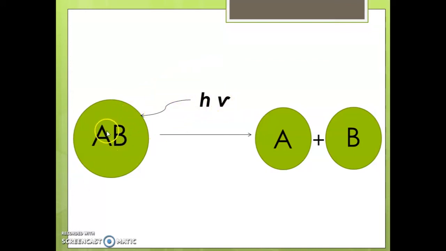Suppose if 10 molecules are there, 10 photons are absorbed and converted into product. That is, the number of molecules present in the reactant is equal to the number of photons absorbed for the photochemical change to occur. That is, one photon per molecule. Hope you all got this.